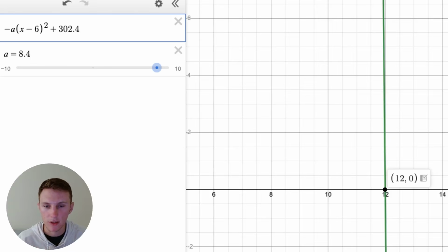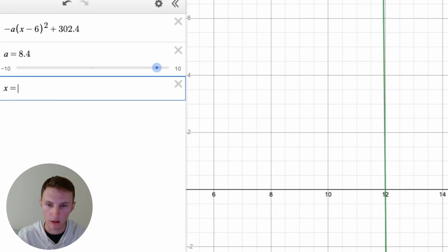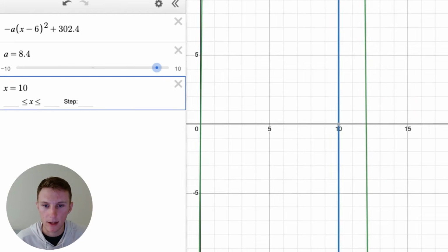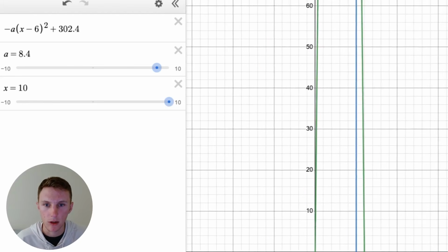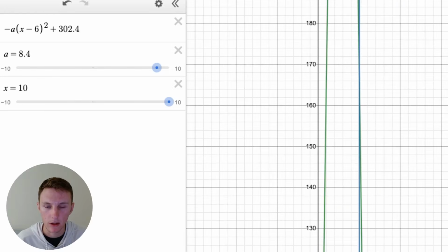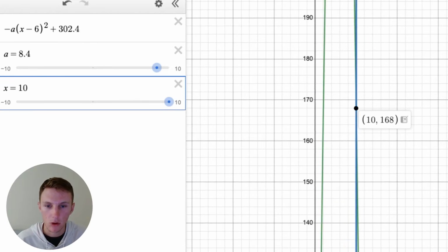And now check this out. We're asked to find what the value is at x equals 10. So all we have to do is put in x equals 10, and then it'll make this vertical line, and then we just see where it intersects the curve. So it's going to intersect at 10, 168. So 168 will be our answer.